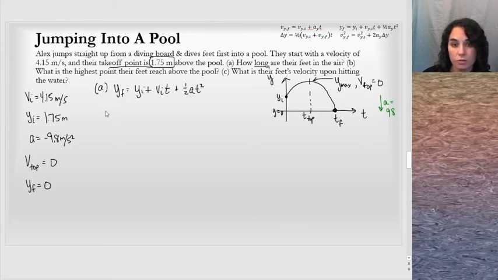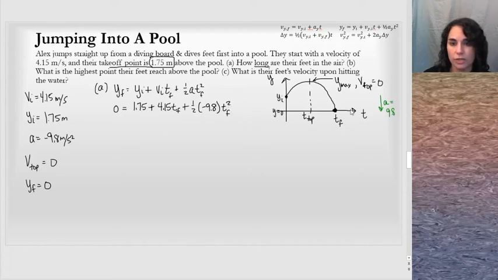Y final, I know to be 0. Y initial, I know is 1.75. The initial speed was upward, a positive 4.15, and then the t variable is in there. I don't know time. I'm trying to solve for it. It's like t final. I can write a t final in there. Plus 1/2, the acceleration is negative 9.8 t final squared.